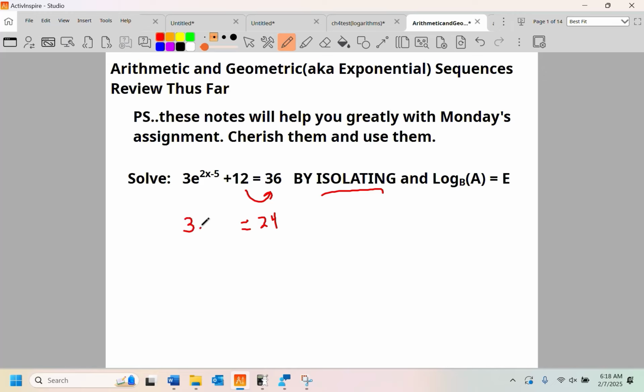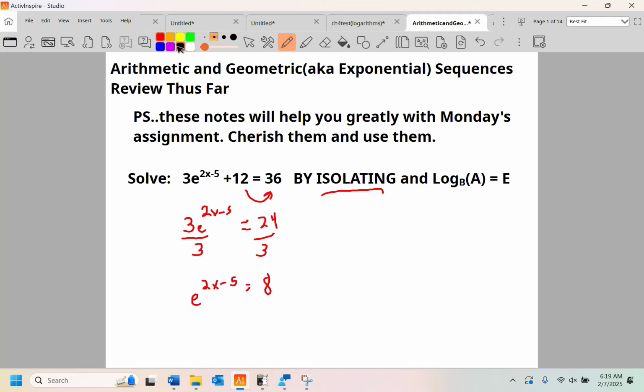Some of the issue is we have to go to a TI-84 and type in 36 minus 12. And then we just write a new line. A lot of us don't like to write new lines. We divide out the 3 because that's the next easy thing to do. And the goal here was to isolate the base of e. 24 over 3, by the way, is 8.